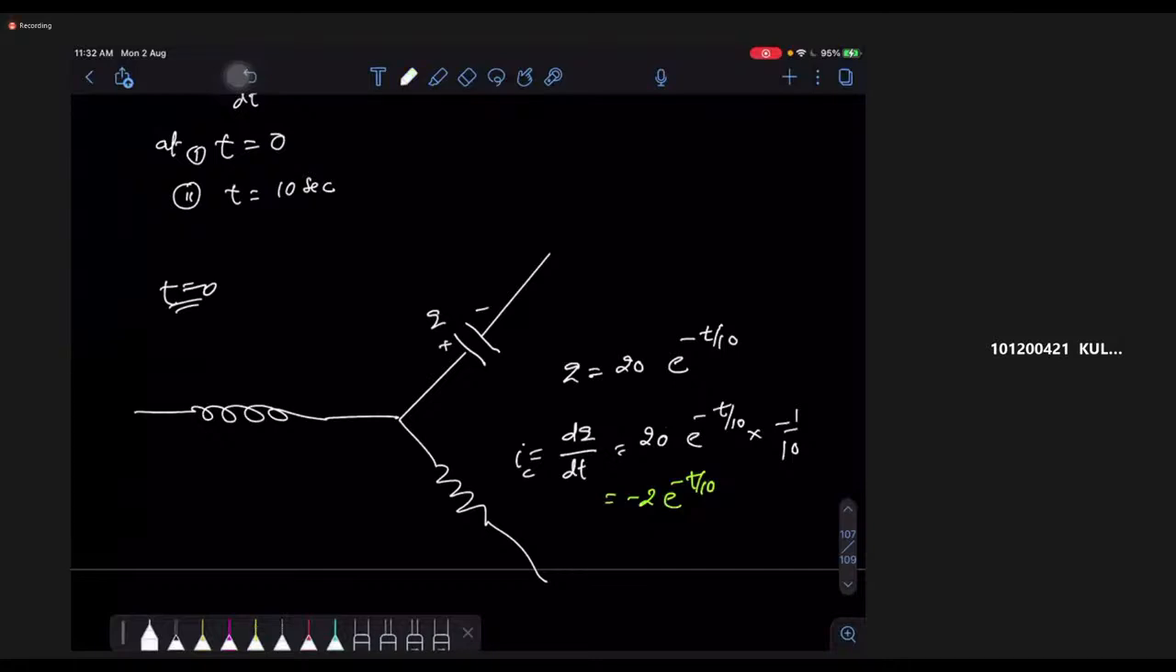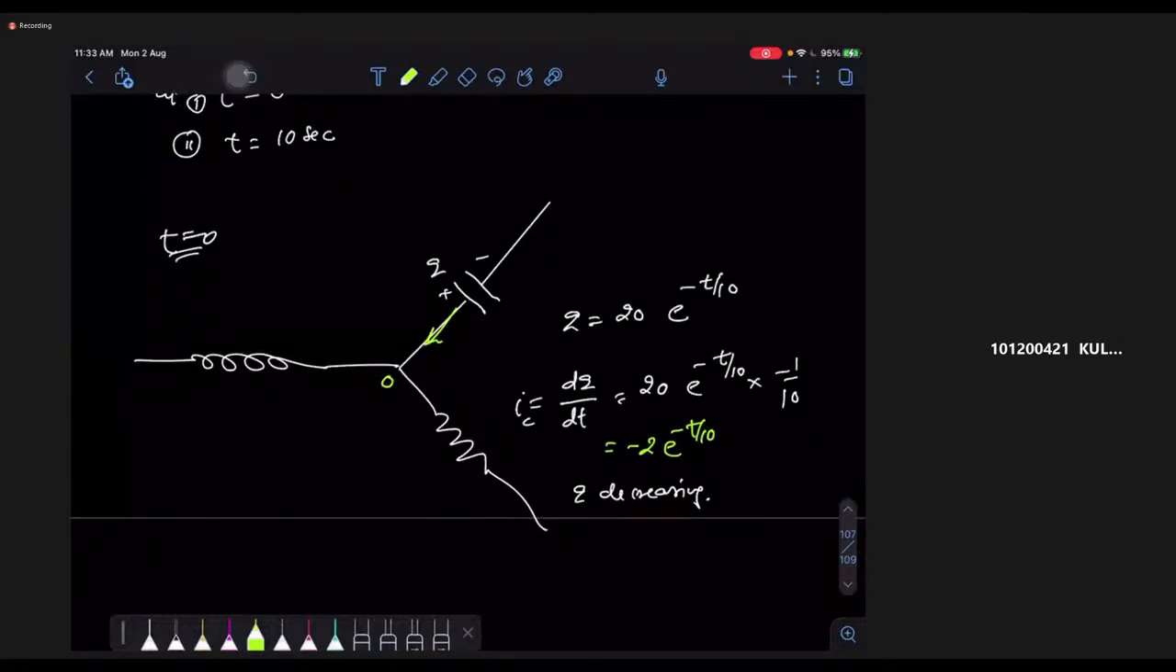Now, what is the meaning of this minus sign of the current here? The minus sign means my dq by dt is not increasing. Charge is not increasing, charge is decreasing. That is the meaning of a negative derivative. If you have a negative derivative, the value is decreasing. So the charge is decreasing. In the question, I have given you the lower plate positive, and this is decreasing. So decreasing means where is the charge going? The charge is moving toward the O, right? It is moving toward the O.